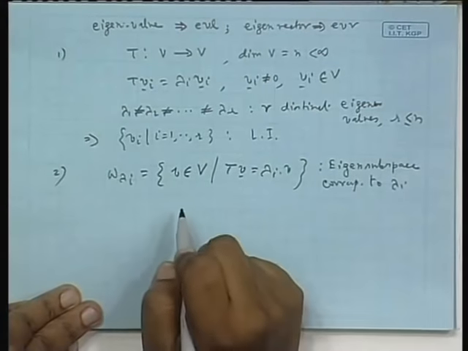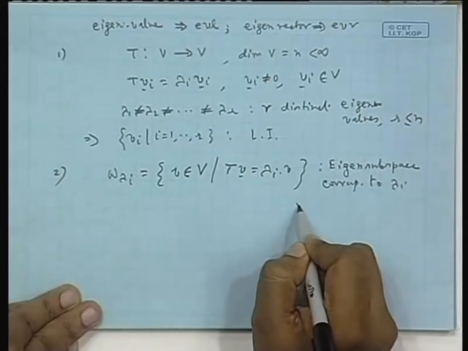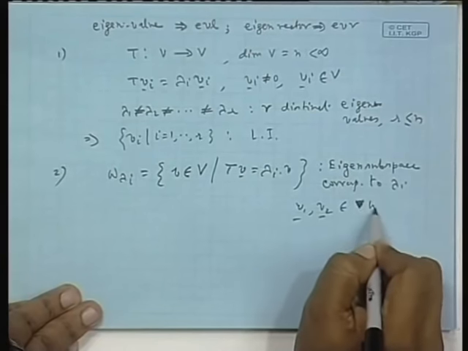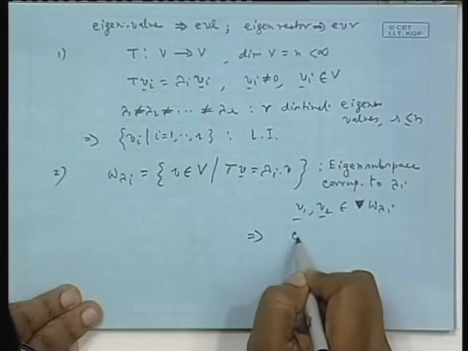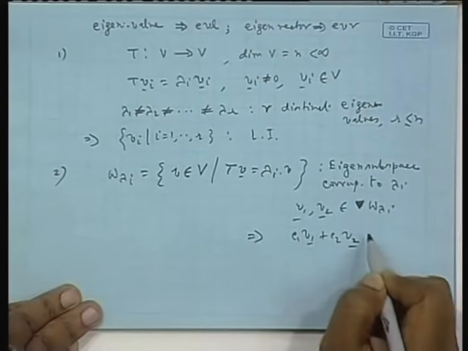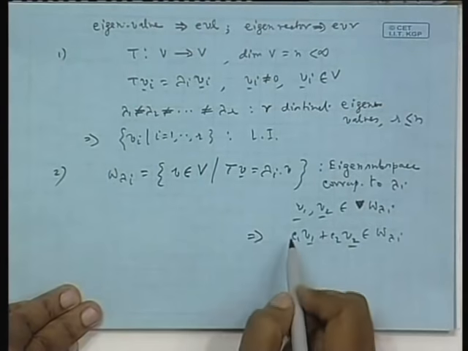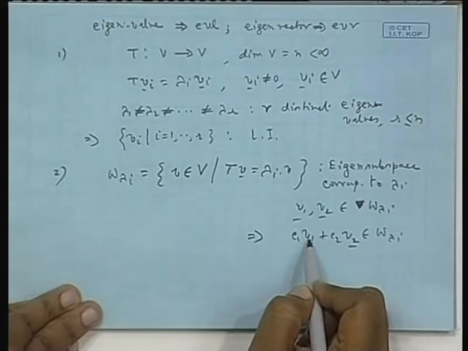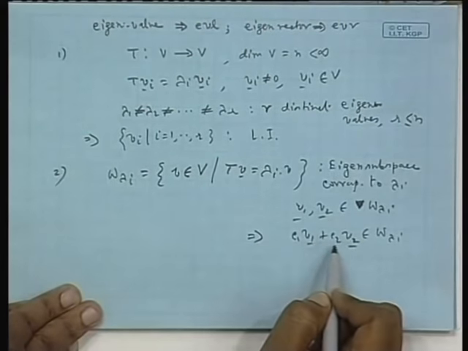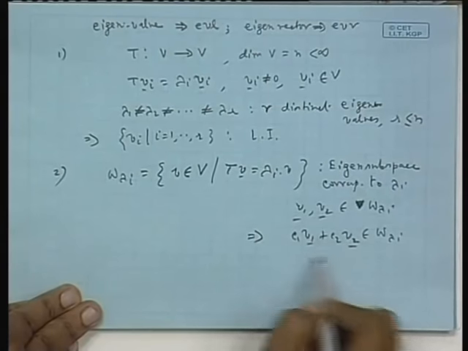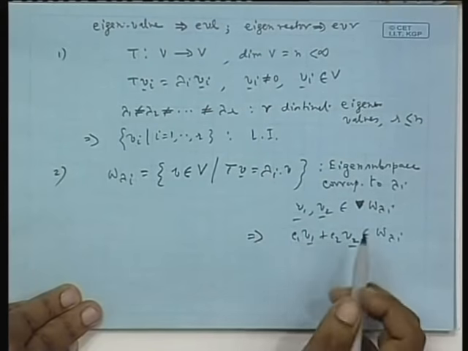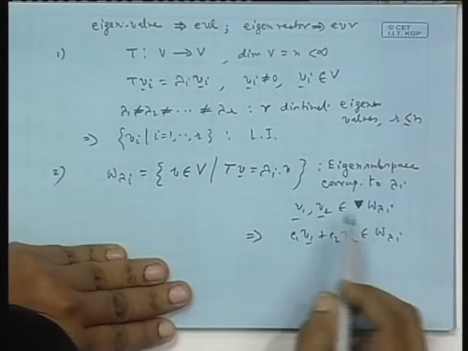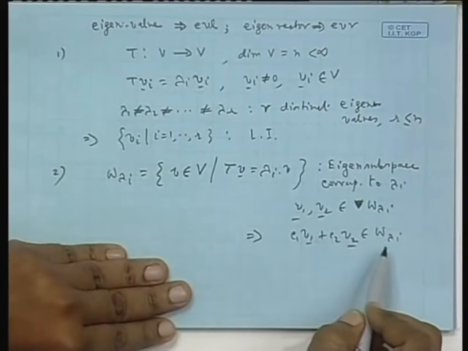Why is it a subspace? We have seen last time that if V 1 and V 2 belong to this W lambda i, then any combination C 1 V 1 plus C 2 V 2 also will belong to W lambda i, simply because if we apply T over this vector using linearity, we will have C 1 times T V 1, which is lambda i V 1, and C 2 times T V 2, which is lambda i V 2, then again a linear combination of V 1 and V 2, which means this set is closed.